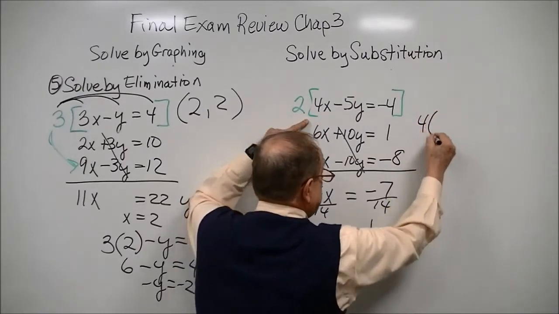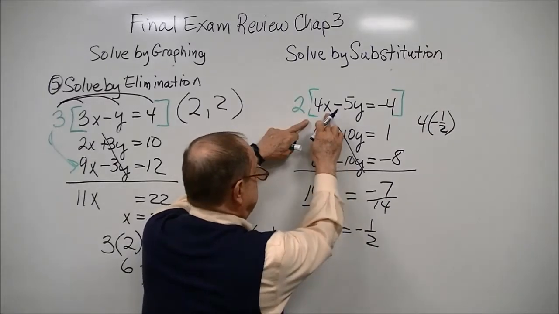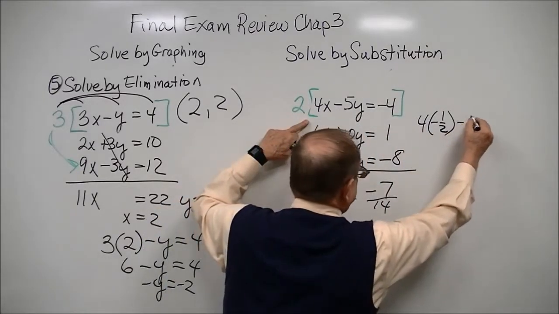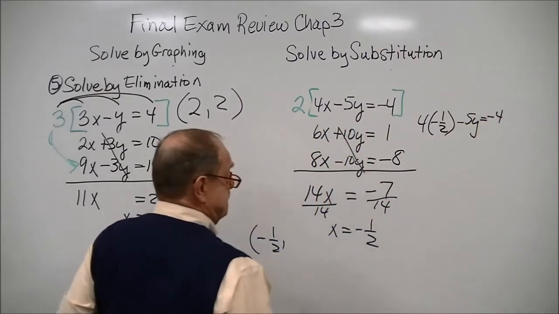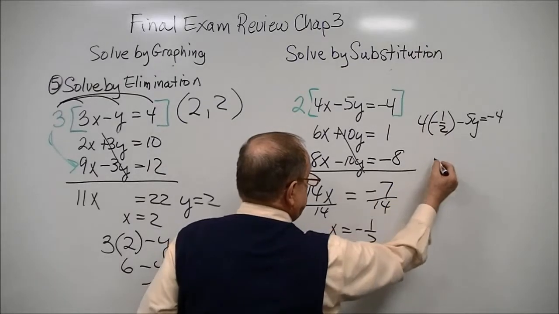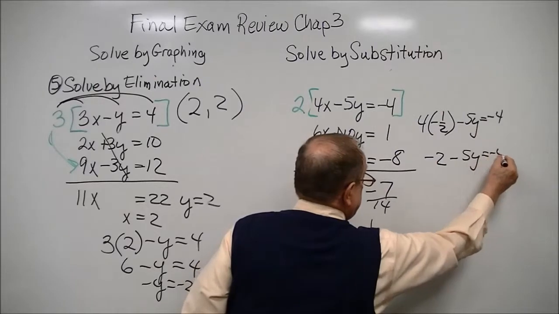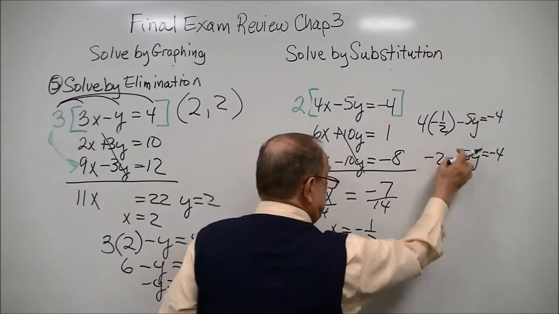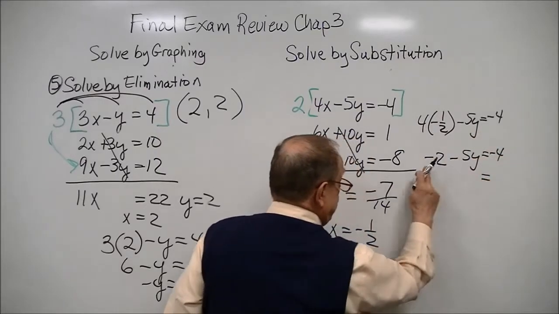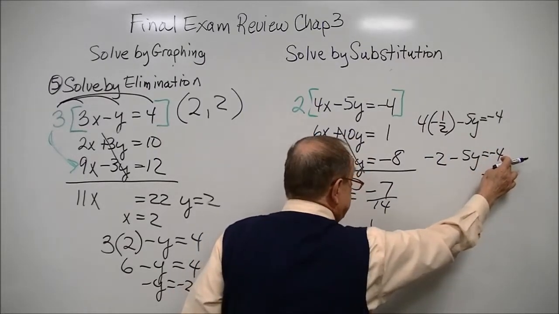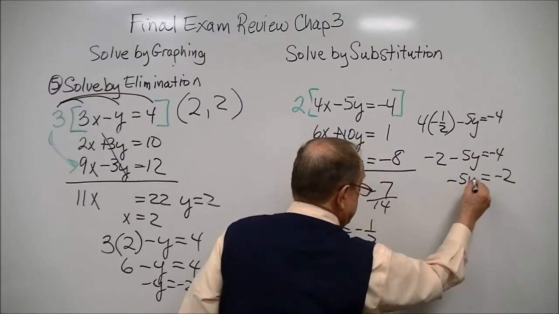So let's use the first equation here. 4 times a negative 1/2. There's my x value. I'm putting it in there. The original equation. Minus 5y equals negative 4. All right, these cancel out, and this becomes a negative 2.